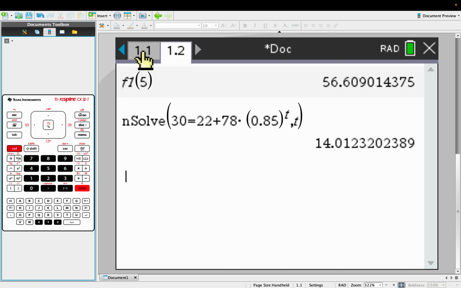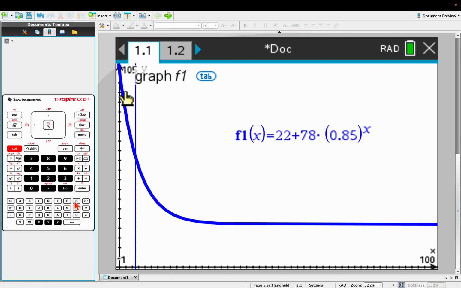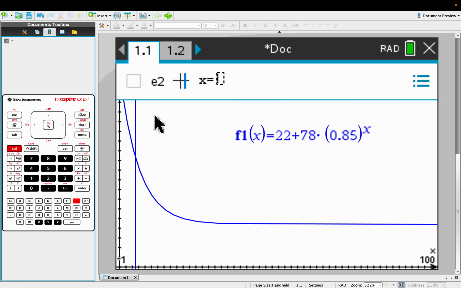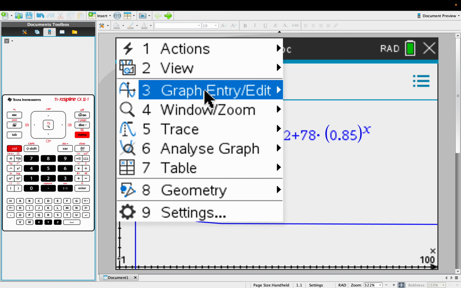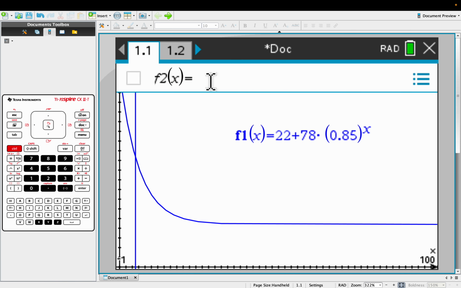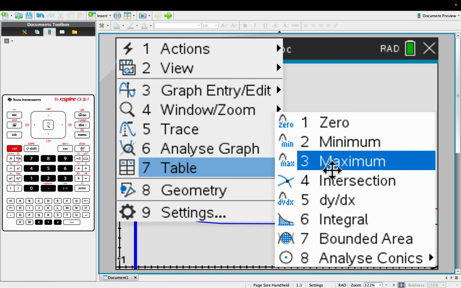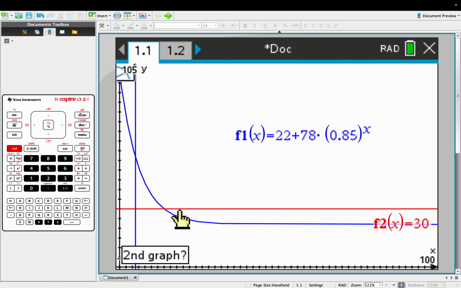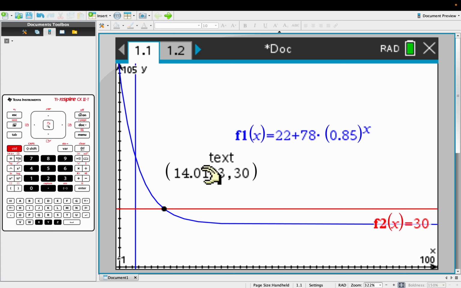Another way, of course, is from the graph. We can literally go Control G, and we can, let's just see. So I've got the X function now. I'll go menu, graph entry function, and I'll put in a temperature of 30, and hopefully menu, analyze graph, intersection. We should see this graph with this graph, and we will get also the same 14 minutes.